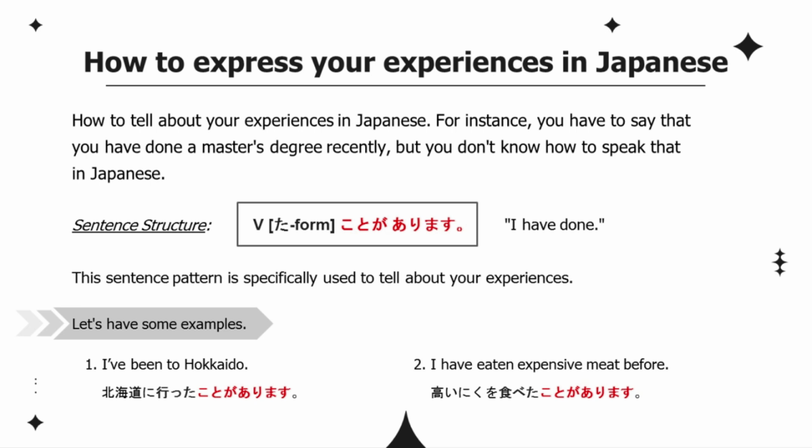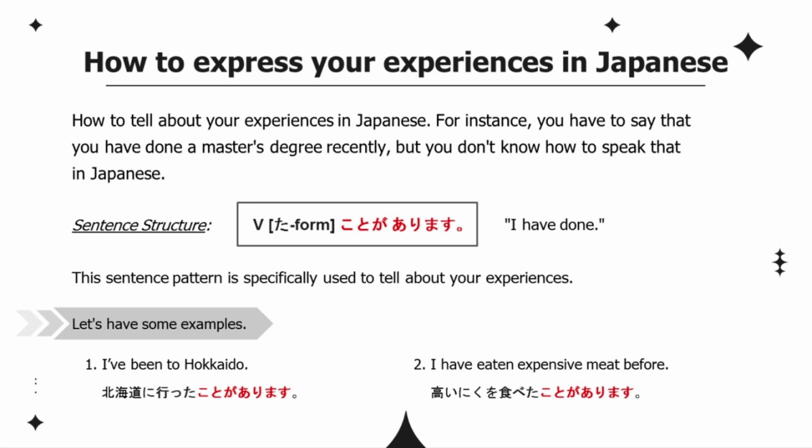Formation, V, ta form, koto ga arimasu. It means that I have done. The polite form is ta form, verb plus koto ga arimasu. In English, it means have the experience of doing something. This sentence pattern is specifically used to tell about your experiences. Let's try to create sentences.